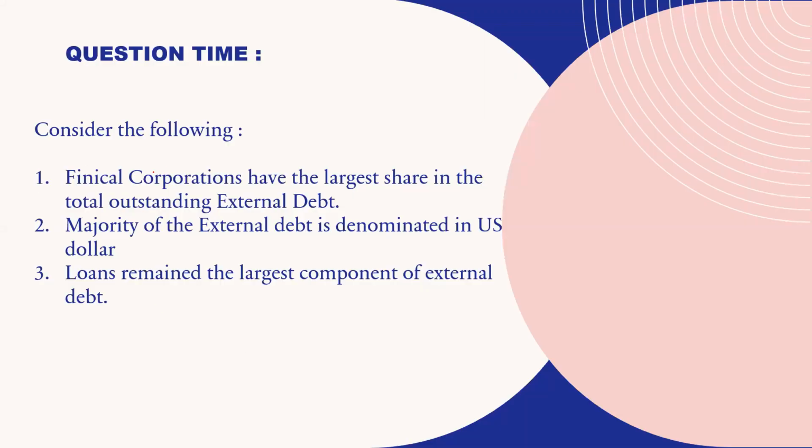Next, consider the following. Financial corporations have the largest share in total outstanding external debt. External debt is also an important topic for UPSC. Even for the interview they may ask, because this is a very recent article on external debt. Majority of the external debt is denominated in US dollar. Loans remain the largest component of external debt. These statements I have taken from that article. So what is the answer?